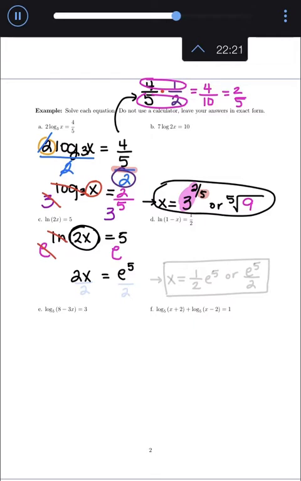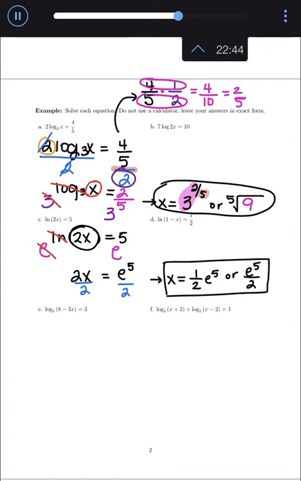Now I just need to get the x by itself, so I'll divide both sides by 2. So what that does is that gets me that x equals 1/2 e to the 5th power, or you can rewrite it as e to the 5th over 2. Either way, both answers mean the same thing.